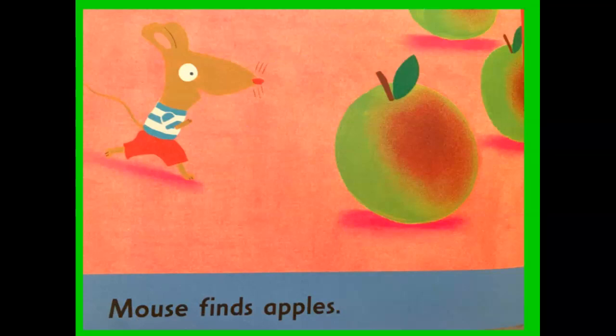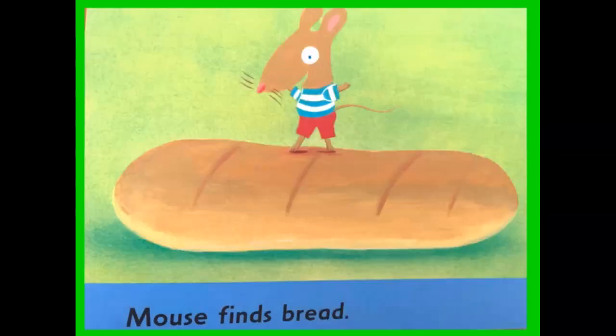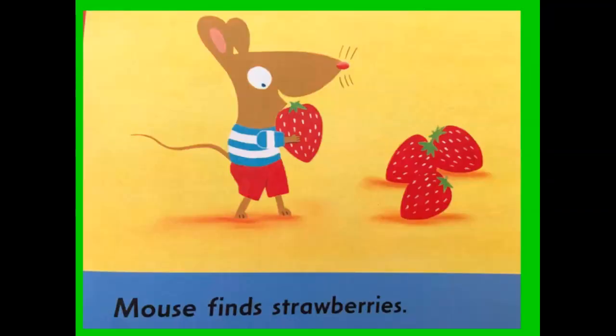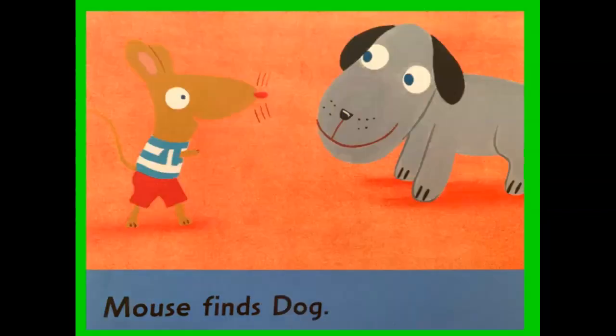Mouse finds apples. Mouse finds bread. Mouse finds cheese. Mouse finds strawberries. Mouse finds dog. Ooh, that page is a little different because he finds a dog, which is an animal and not food. I wonder if the next page is going to be even more different.